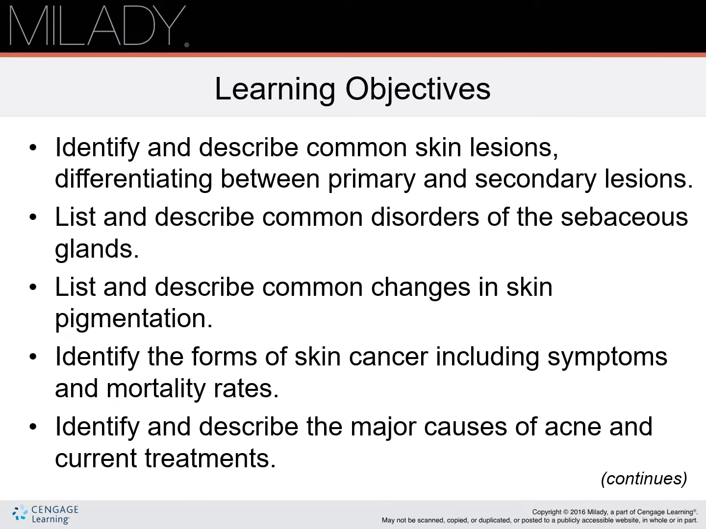Alright, so some learning objectives, some things you're going to be learning. You're going to learn how to identify and describe common skin lesions. This is going to talk about primary and secondary lesions. You're going to be able to list and describe some common disorders of the sebaceous glands, list and describe some common changes in skin pigmentation, identify the forms of skin cancer, including symptoms and also mortality rates, and identify and describe the major causes of acne and current treatments that are available.